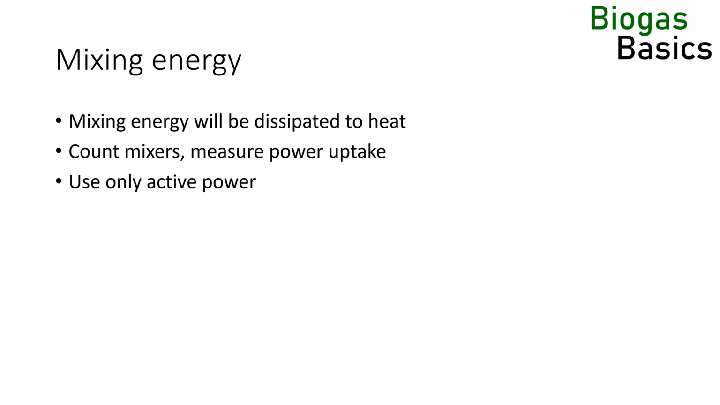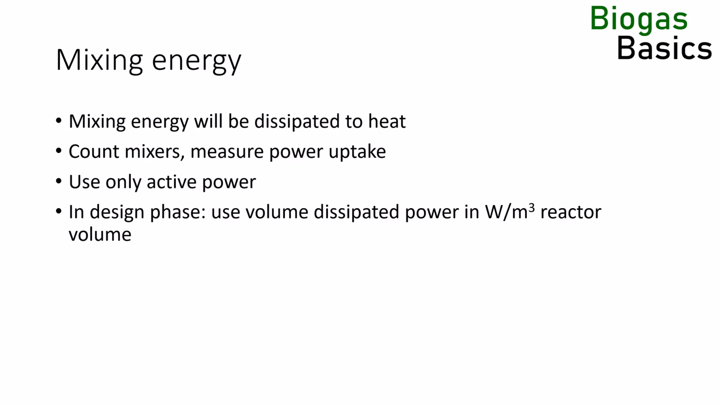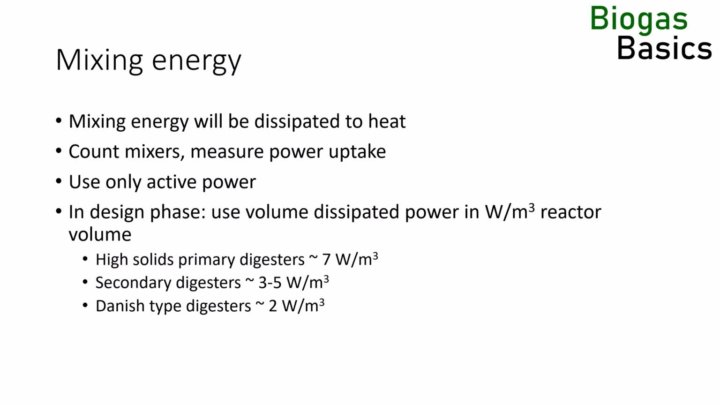Use only active power, not reactive or apparent power. Alternatively, look at the motor sizes and assume a 50% load factor. If you make a heat balance in the design phase of the plant, you can use volume dissipated power to assess the heat dissipation from mixers. Digesters are typically mixed with 2 to 7 watt per cubic meter, depending on the viscosity of the digester and whether solid feedstocks must be mixed into the digestate. Assume a volume dissipated power and then multiply with the digester volume.